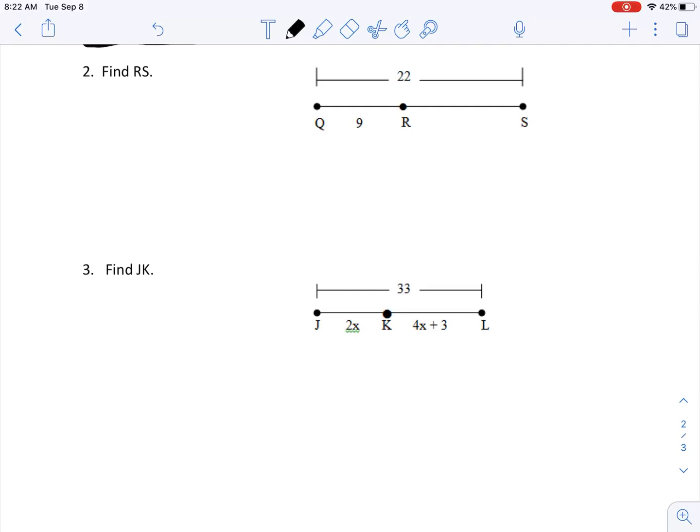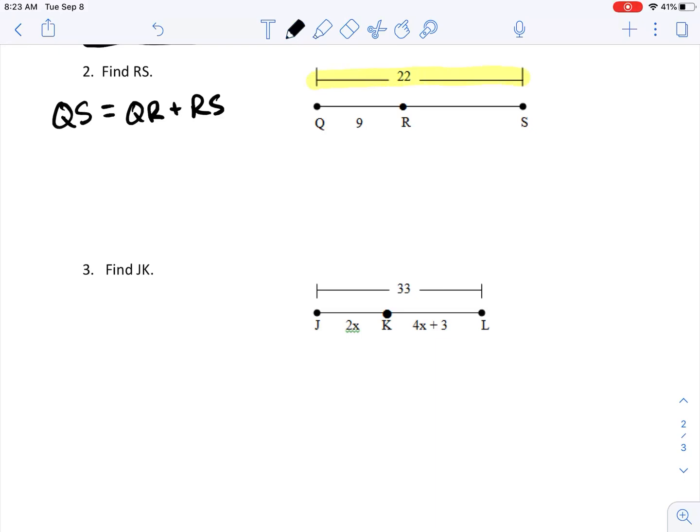Here's another example. It says find RS, and this one's a little bit different. I'm going to set up what the segment addition postulate says. It says the whole thing QS, QS being this entire segment, would be equal to QR plus RS.